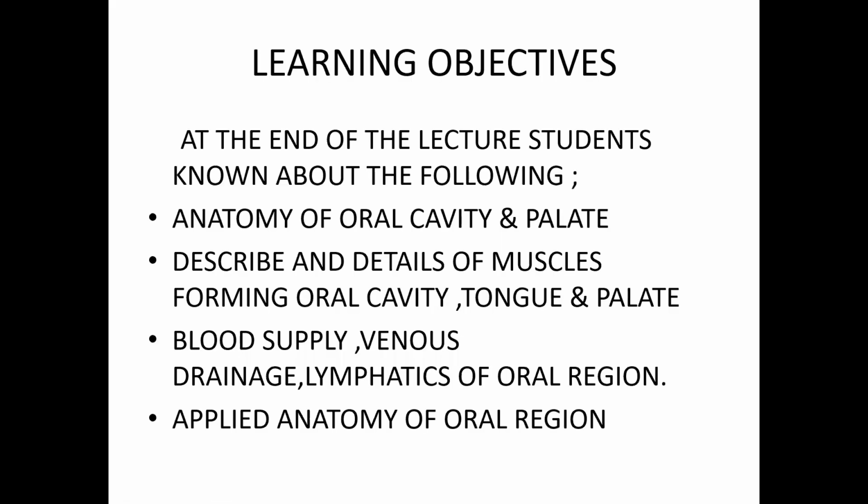Today we are discussing the oral cavity. These are the learning objectives of our study. Today we discuss the anatomy of the oral cavity and the palate, soft palate and hard palate. Then we describe in detail the muscles forming the oral cavity, tongue and the palate. Then we discuss the blood supply, venous drainage, lymphatics and the innervation of the oral cavity as well. And at the last, we will discuss the applied anatomy of the oral region.